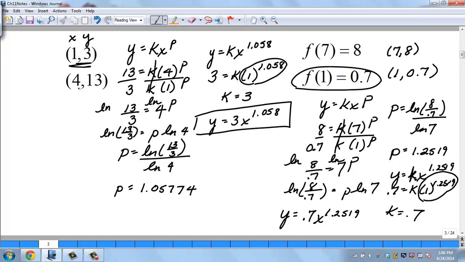Now, I do want to show you on this, if you look at this one right here, this is 1, 3, and it went up to 4, 13. I want you to look at it started at 3, and the power is over 1. This one started at 0.7, and the power is still over 1. Right, because it's still an increasing function when I went up to there. So these are both increasing functions, and this is very similar to how we found exponential functions, but a little bit different. You have to know the formula is y equals kx to the p.